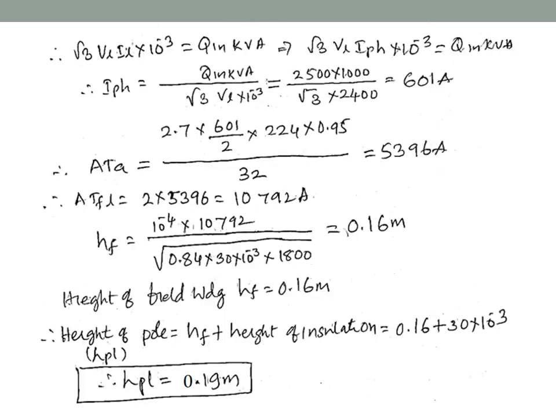Again this is using the basic equation. I have found IPH; it comes out to be 601 amps. Substitute here, and ATA comes out to be 5396 amps. ATFL is 2 times ATA, which is 10,792. Substitute here, and you get HF equal to 0.16 meter. But 30 mm is given, so add this. So the height of the pole is equal to 0.19 meter.